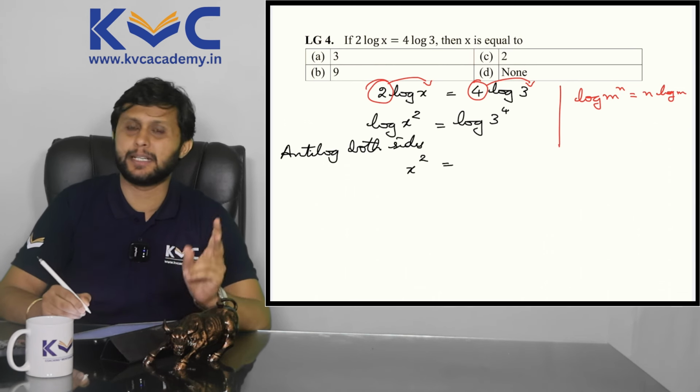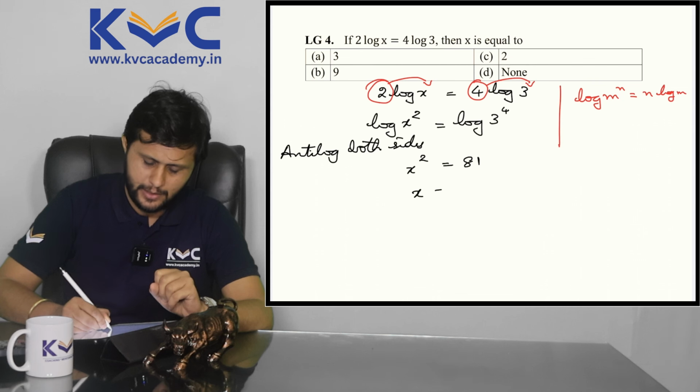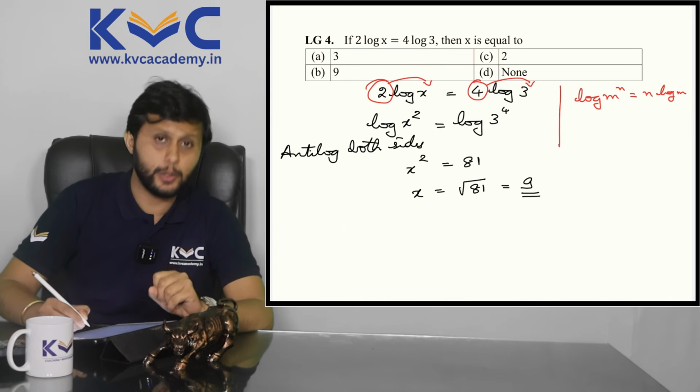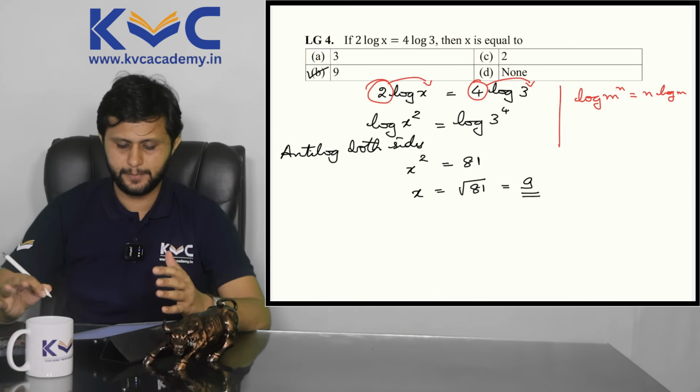What is 3 to the power 4? 3 into 3 is 9. 9 into 9 is 81. And what is x equal to? Square root of 81. How much is that equal to? That is equal to 9. Answer is 9. I hope it's clear.